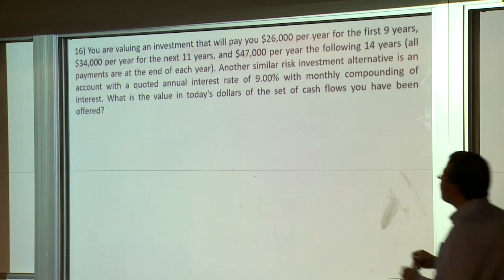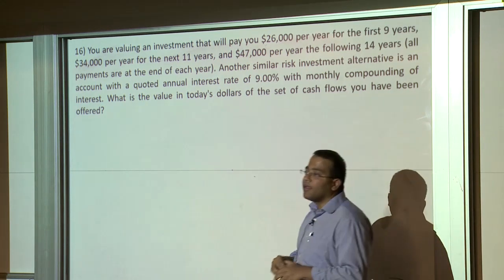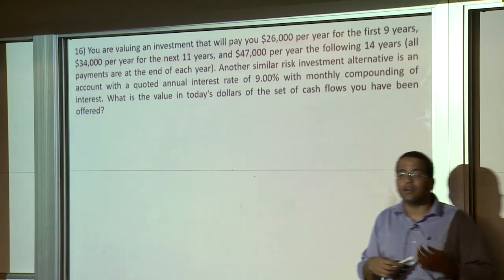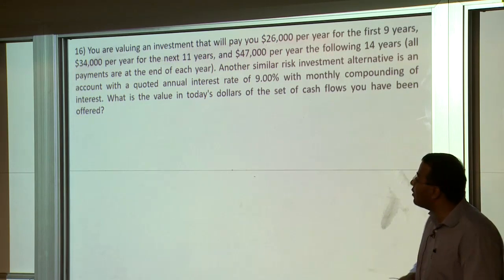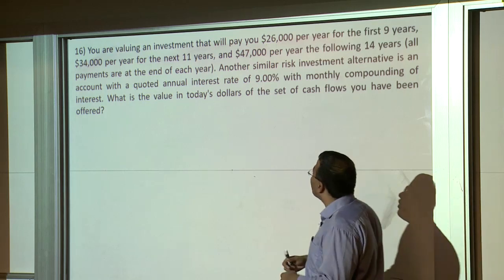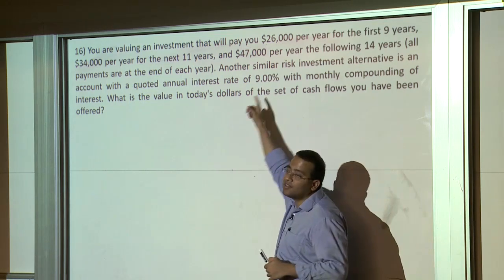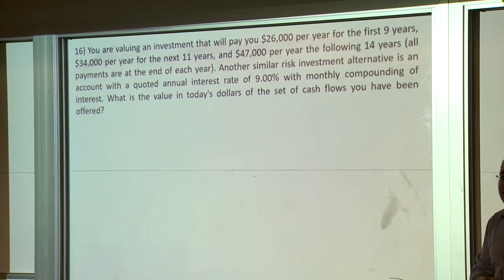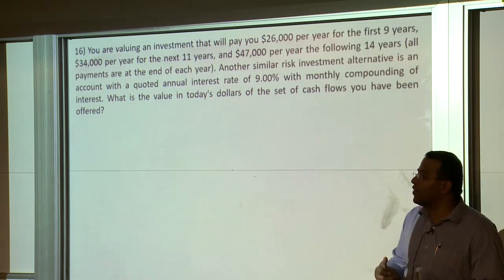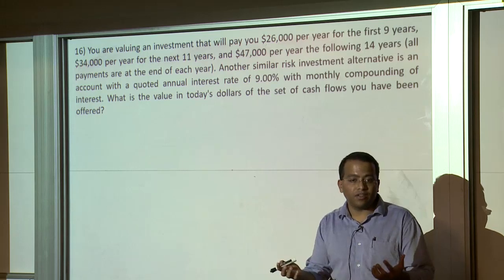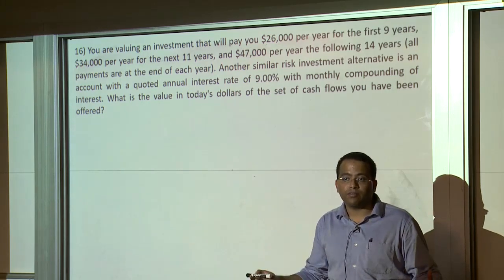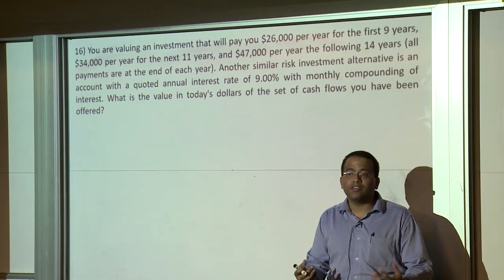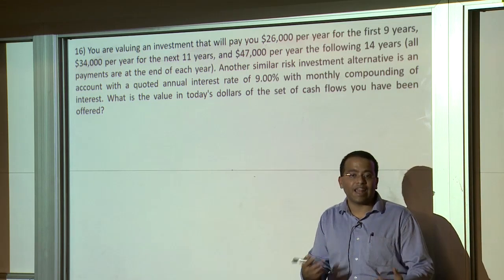The first layer talks about all the cash flows. The second statement of this question is talking about a similar investment alternative, and that alternative has an APR of 9%, but the compounding is on a monthly basis. This is something that you're going to see in finance. When two things have the same risk, they must have the same EAR. They must have the same returns. If they don't, then there's something called arbitrage that can happen.